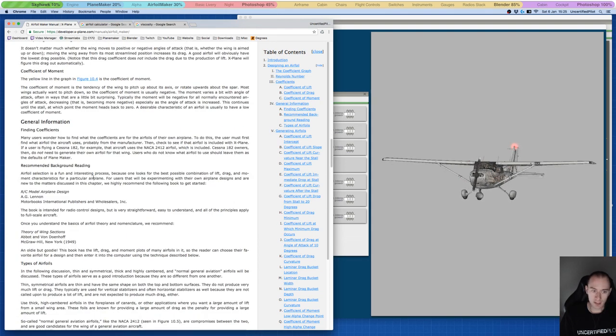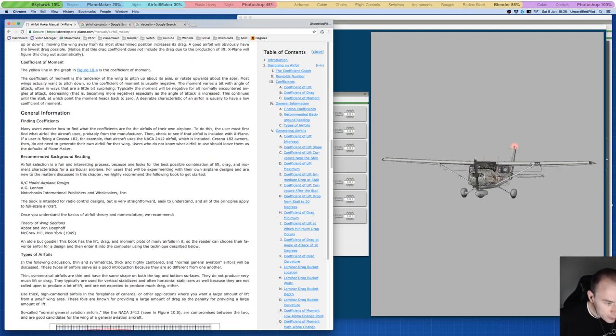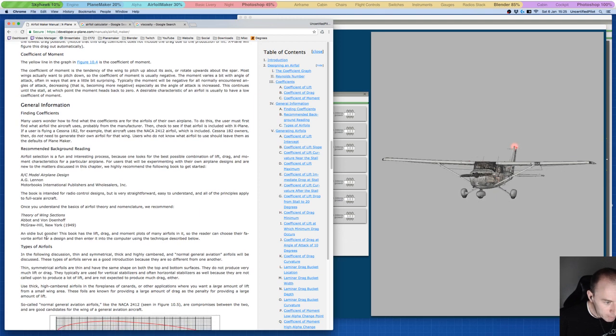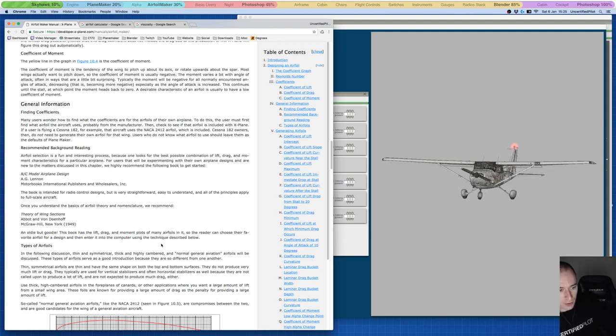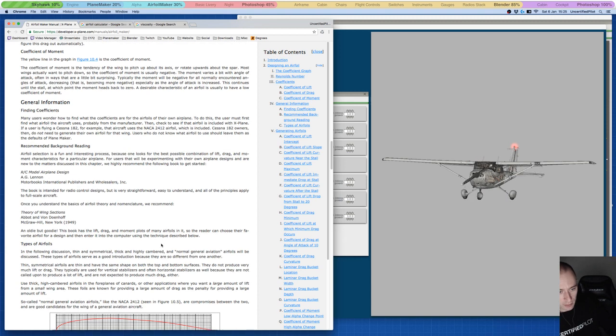Airfoil selection is a fun and interesting process. I hope it is, because one looks for the best possible combination of lift, drag, and moment characteristics of a particular airplane. For users that will be experimenting with their own airplane designs and are new to the matters discussed in the chapter, we highly recommend the following book to get started. Ooh, I love books. Theory of Wing Sections. An oldie but goodie. This book has the lift, drag, and moment plots of many airfoils in it, so the reader can choose their favorite airfoil for design and enter it into the computer using the link described.